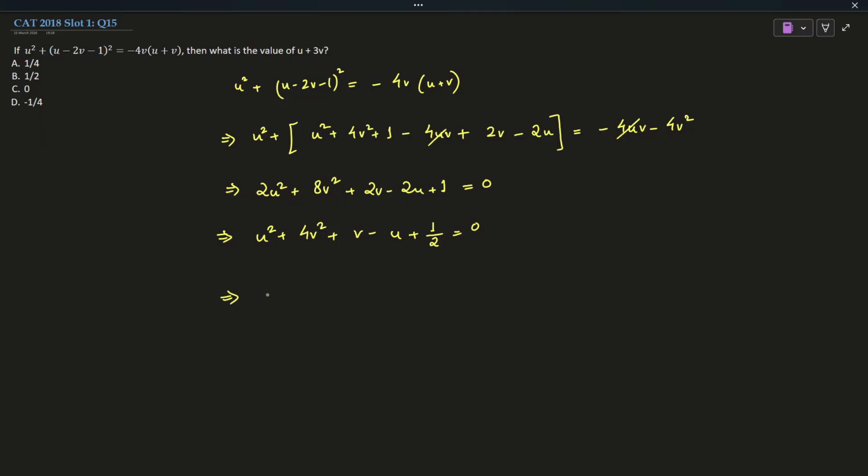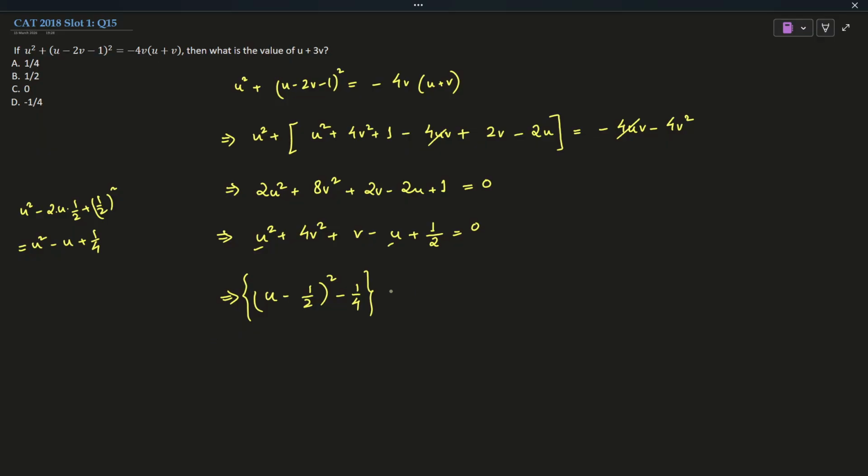Try to form a whole square. I have u. If I combine u square and u, and I have a minus, from here I will get a minus b whole square, right? So I will get u square minus 2 times a into b plus b square, or this will give me u square minus u plus 1 by 4. So I am adding 1 by 4, right? So I will subtract 1 by 4 here.